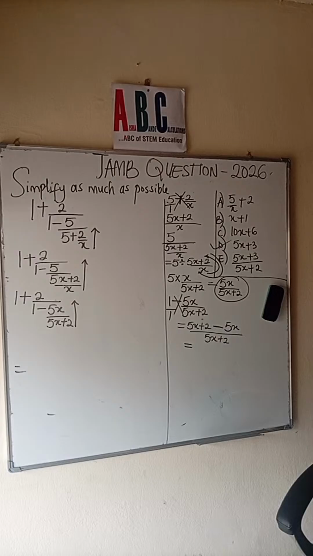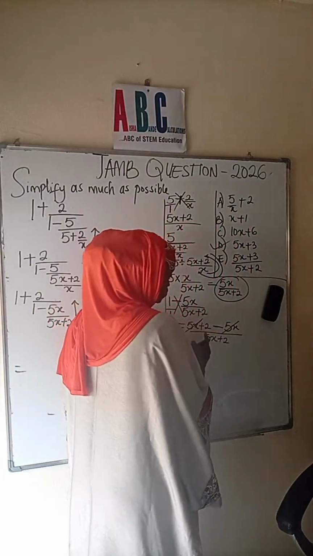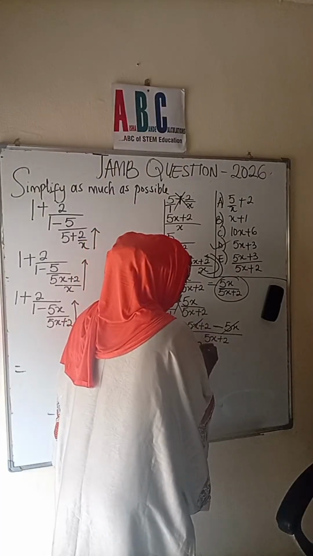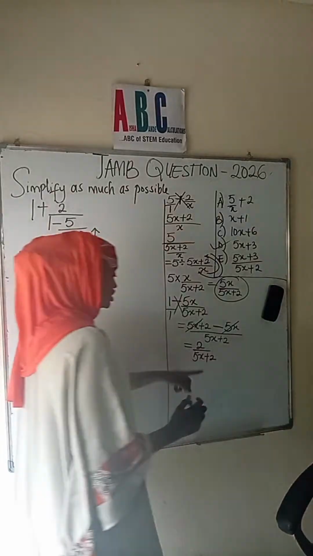Five x minus 5x is 0. Good. So the 5x cancels the minus 5x. We have a 0. So what are we left with? We are left with 2 over 5x plus 2. So this is simplified.